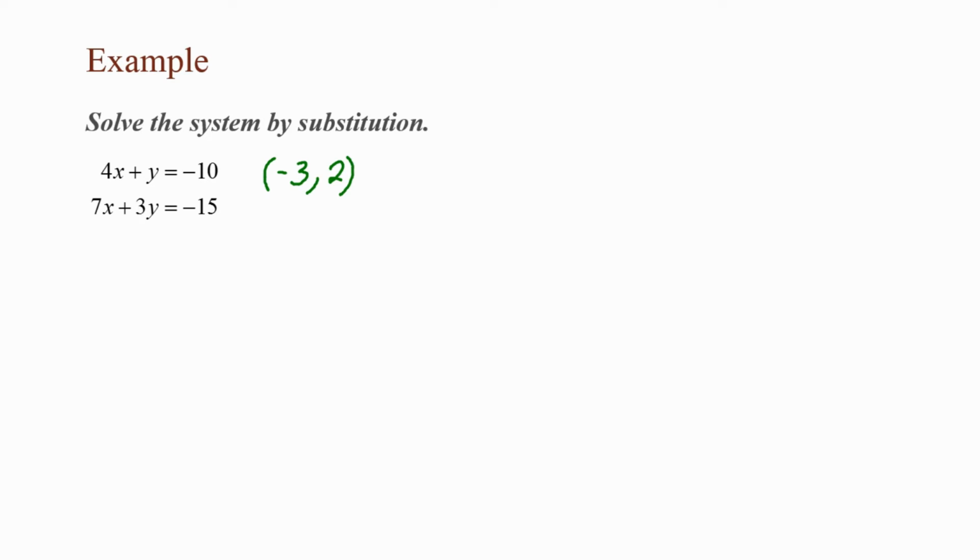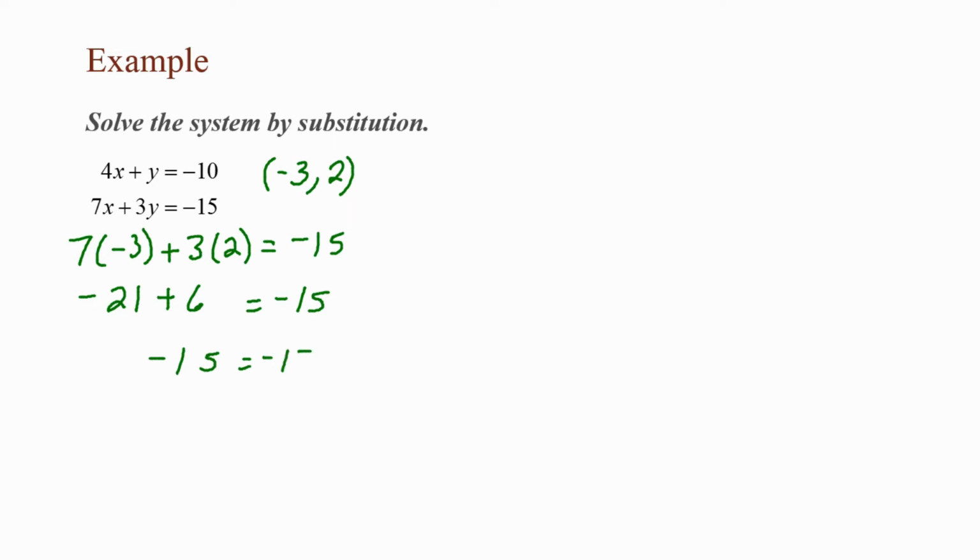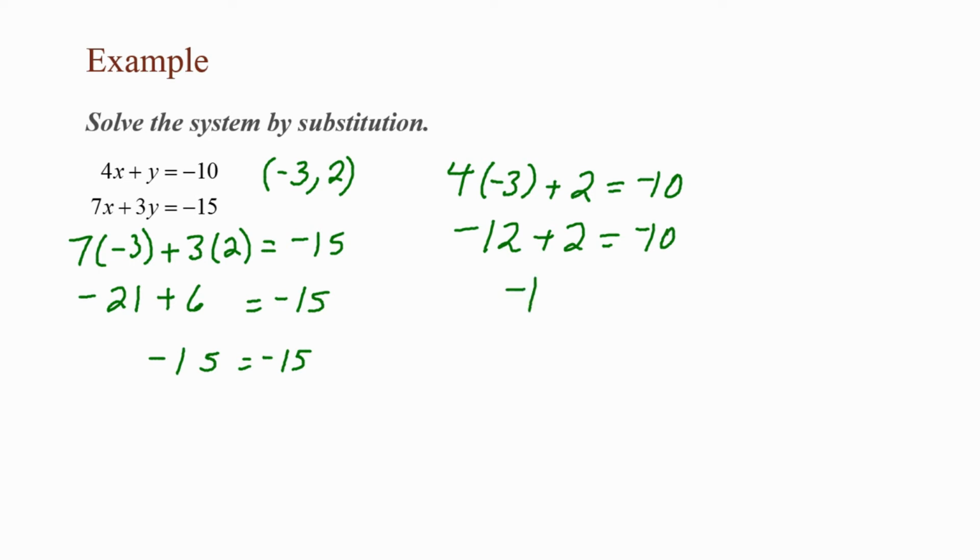So checking again in our second equation, 7 times negative 3 plus 3 times 2 is supposed to equal negative 15, which gives us negative 21 plus 6 equals negative 15, and negative 21 plus 6 is negative 15. So far so good. 4 times x, which is negative 3, plus y, which is 2, equals negative 10. 4 times negative 3 is negative 12, plus 2 should equal negative 10, and negative 12 plus 2 is negative 10. So now we have the correct answer.